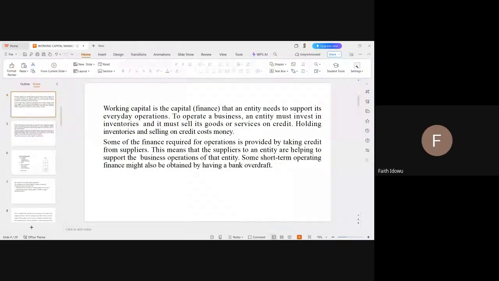Talking about working capital, it is the period in which money goes out, that's the outflow of an organization, and the period in which they collect it back. That is, when they invest or go into a business, the process by which they collect back their funds.